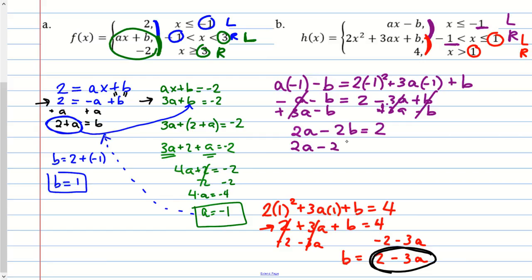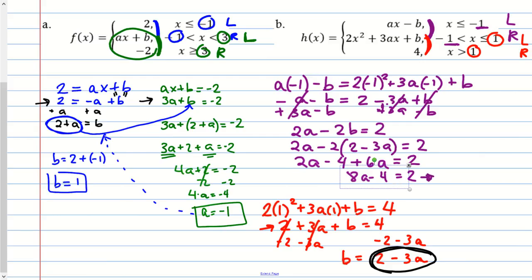So 2 times a minus 2 times 2 minus 3a equals 2. So now there's just one unknown, that's the a's. So 2a minus, let's see, 2 times 2 is 4. It's technically negative 2, so it should stay negative. So minus 4. And then negative 2 times negative 3a, so it's positive 6a equals 2. So 2a's plus 6a's, that's 8a's minus 4 equals 2. Add 4's to both sides.